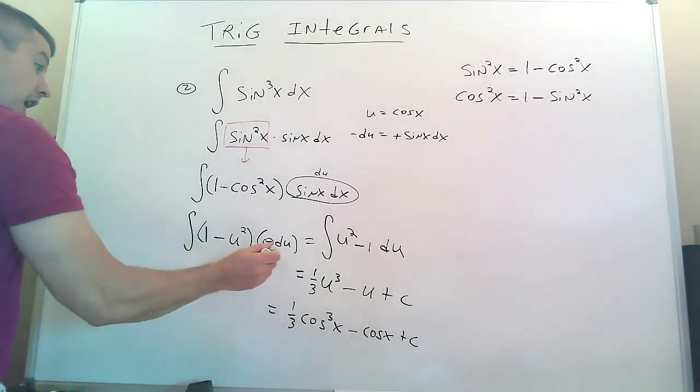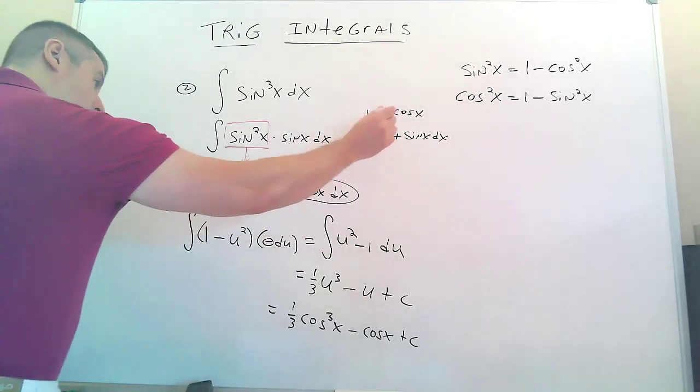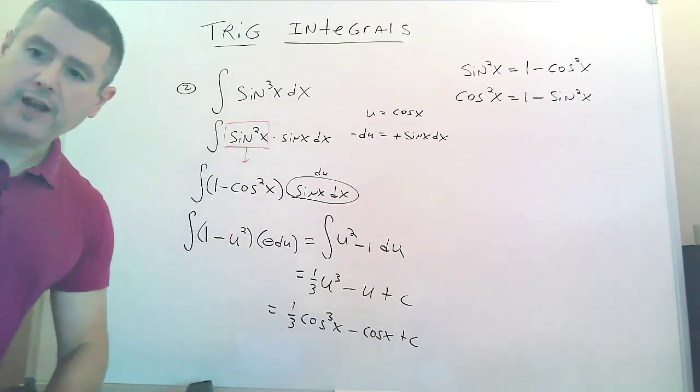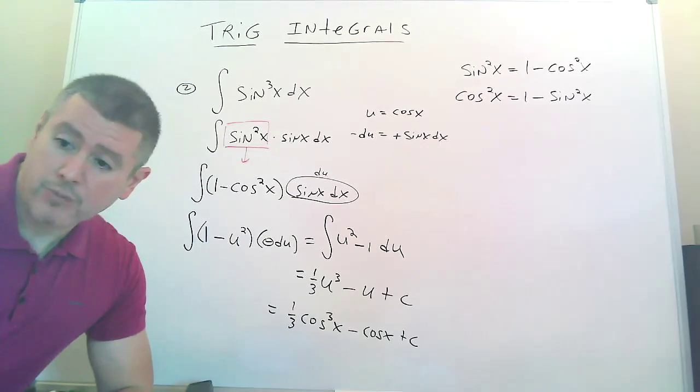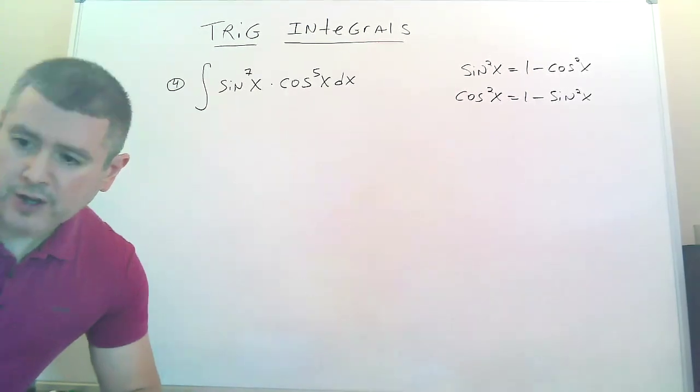I switched my signs because the du didn't quite match exactly. And then I integrated, and I did it very carefully. All right, so now I'm going to skip 3 because 3 is a little redundant. But I am going to jump to 4.